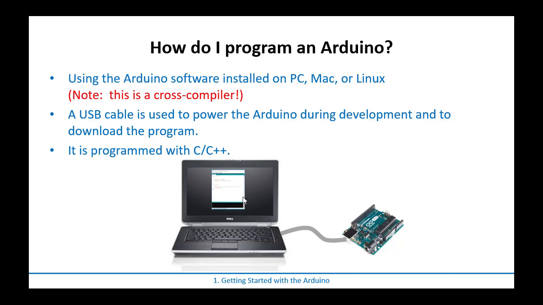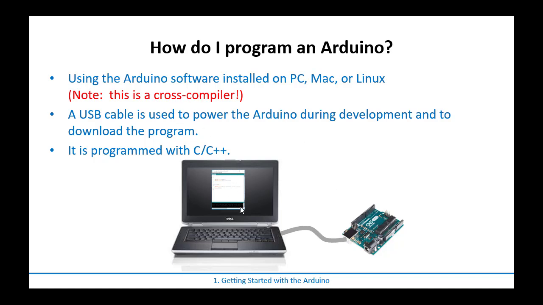If you are on a computer, let's say you're on Windows and you're running like some C or C++, and you compile it and you run it on the same computer, that's just a regular compiler, right? But when you write software on this computer and you compile it for a different computer, and in this case that would be the Arduino, we just call that a cross compiler.